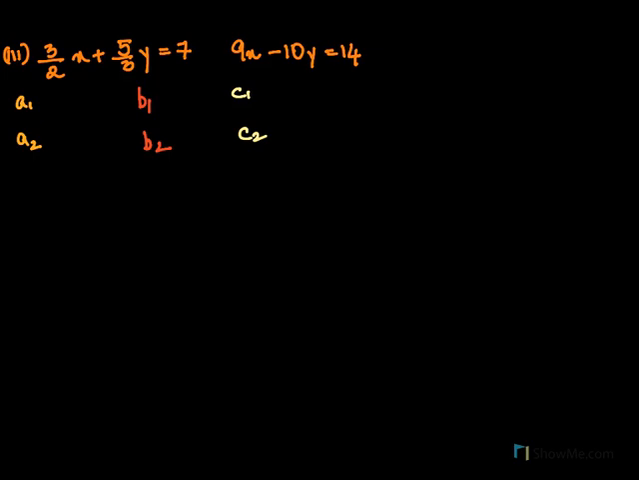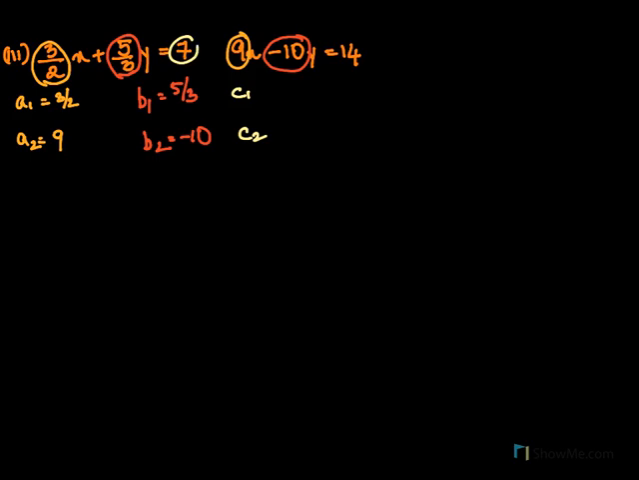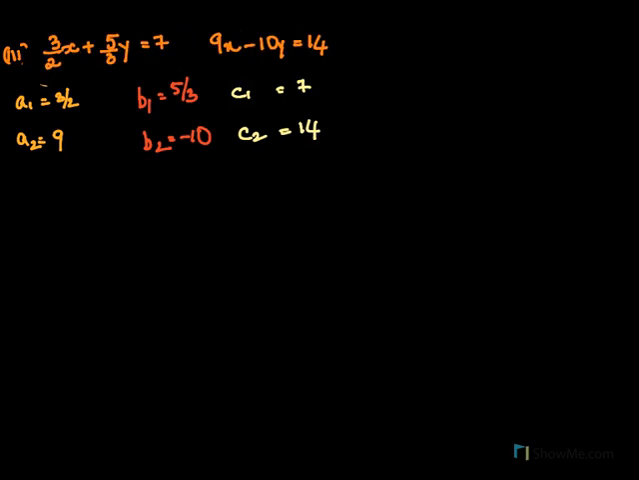So for A1, A2, this is our A1 and this is the A2. So we'll write here 3 by 2 and 9. C1 by C2 will be here. This is the B1 and this is the B2. So B1 is 5 by 3 and this is minus 10. And for C1 by C2, this is the C1 and this is the C2. So this is 7 and this is 14.